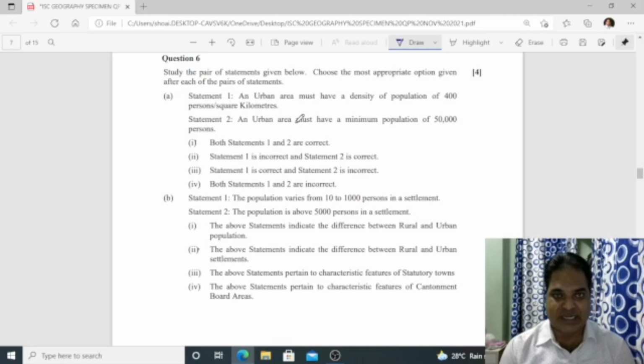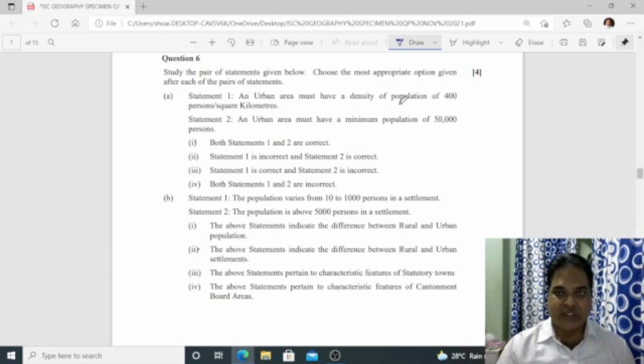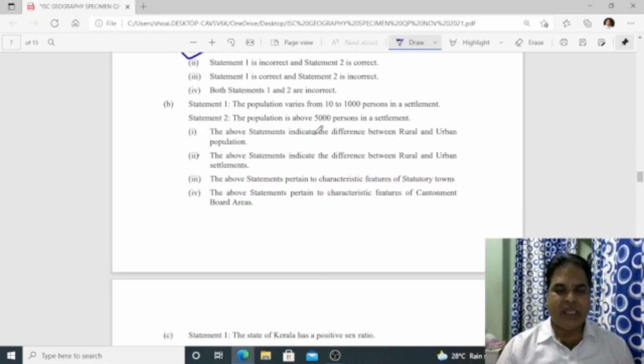Number 6, study the pair of statements given below, choose the most appropriate option given after each pair of statements. So we have to go through it first. Number 1, an urban area must have a density of population of 400 persons per square kilometer. Number 2, an urban area must have a minimum population of 5,000 persons. So both the statements are correct. The population varies from 10 to 1,000 persons in a settlement. Population is above 5,000 persons in a settlement. So this indicates a difference between rural and urban settlements.